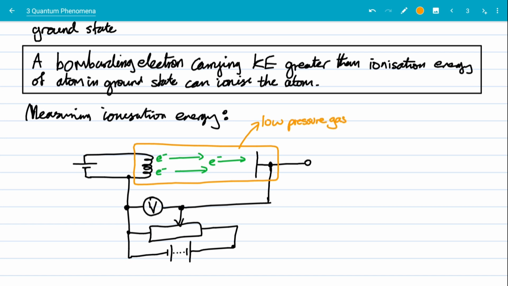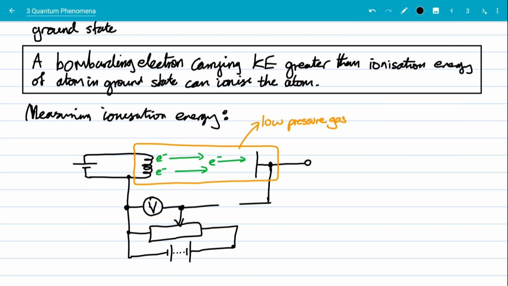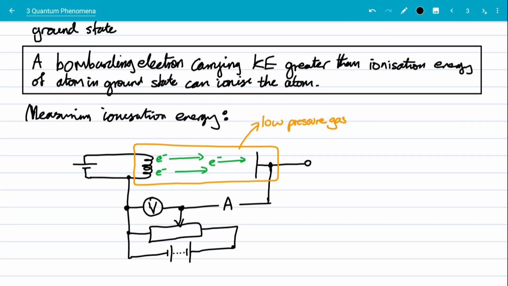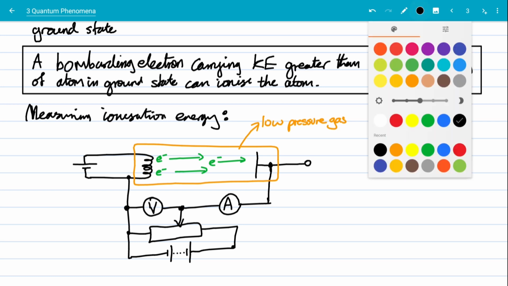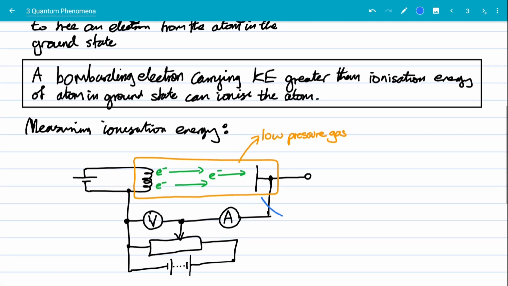That's important. Then what we can do is place an ammeter in this circuit. The ammeter has no resistance, so it's not going to affect anything in the circuit, but it's going to allow us to measure the current. Now, we're going to get a current. We're always going to get a current, even if there's an absolutely tiny potential difference between the anode and the cathode. Let's label them. Let's label this anode and cathode.